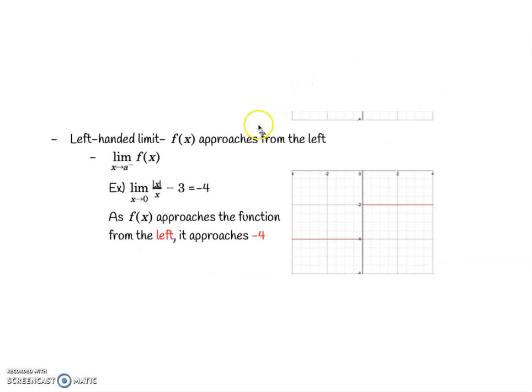The left-handed limit of this function, the left-handed limit, is the limit of the value that f of x approaches from the left, and you can see that the notation is similar except for the minus on the top. Using the same function, you can see how the value is approaching negative 4 from the left, making this left-handed limit negative 4.